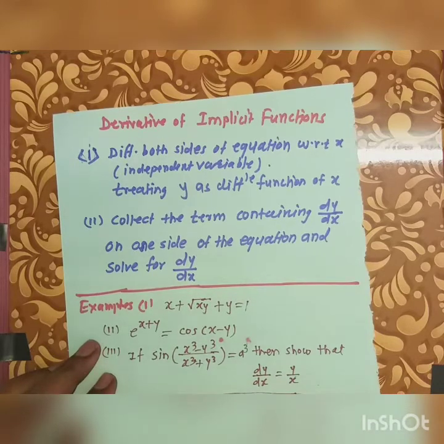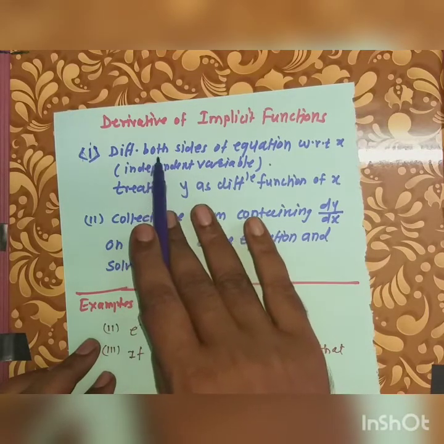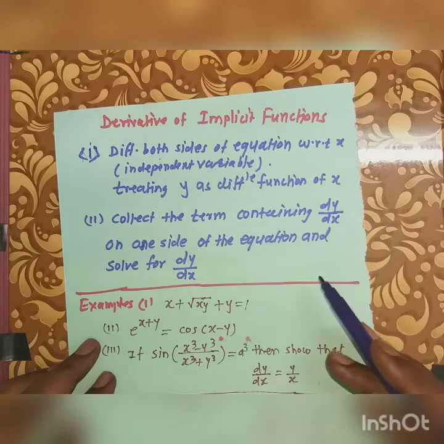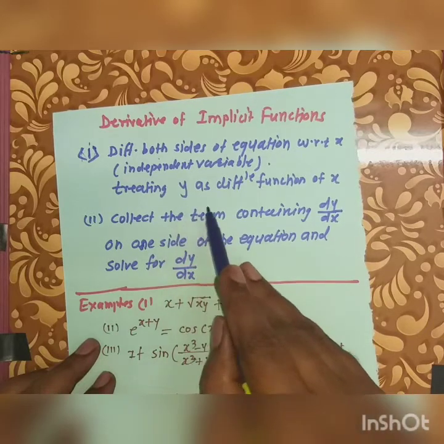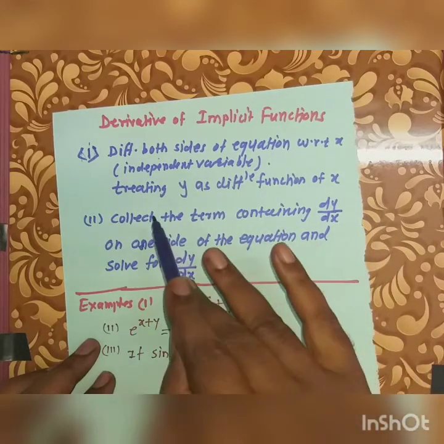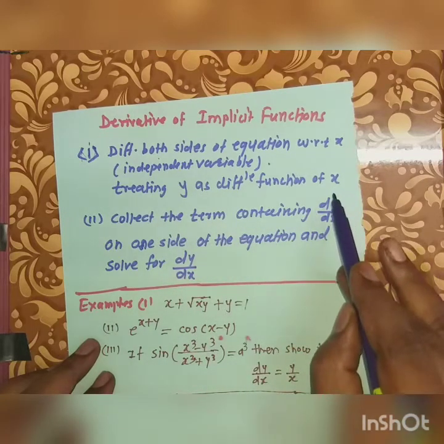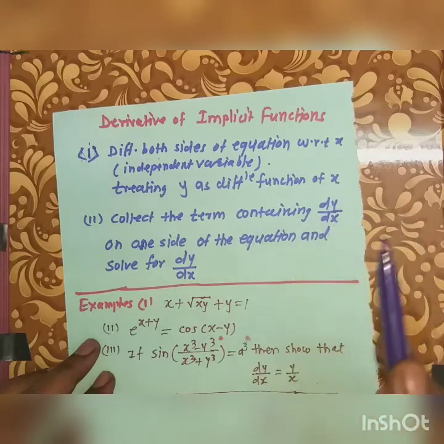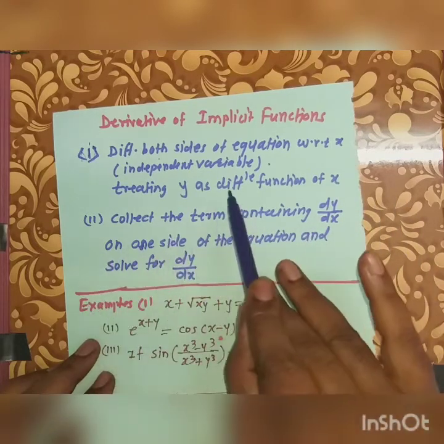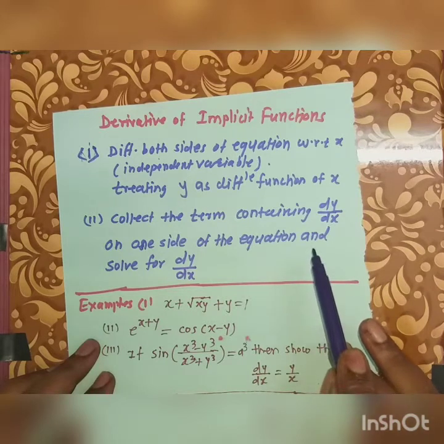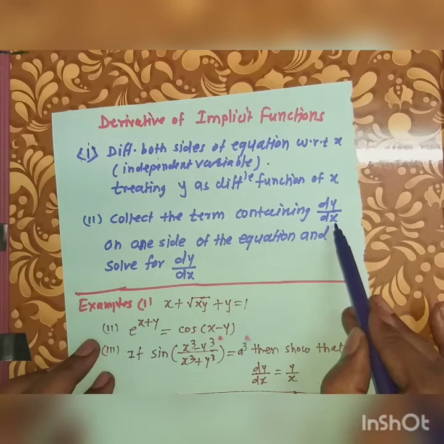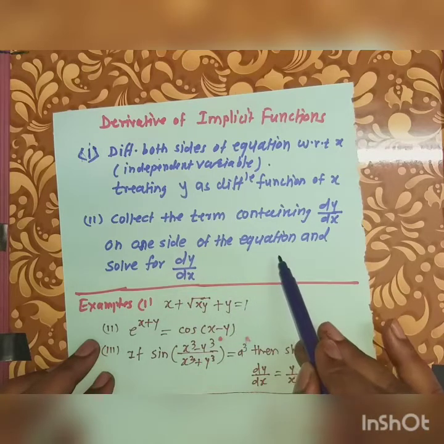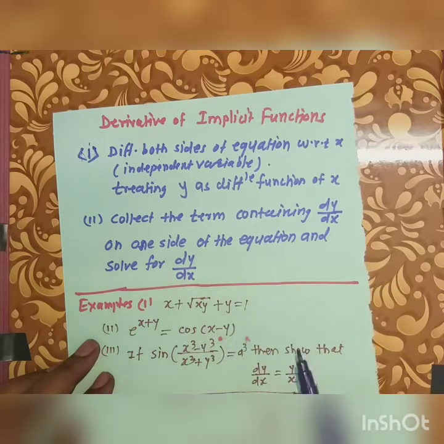How to find the derivative of an implicit function? There are two steps. First, differentiate both sides of the equation with respect to x, treating x as the independent variable and y as a differentiable function of x. In all examples we take, y is a differentiable function of x. Second, collect the terms containing dy by dx on one side of the equation and solve for dy by dx.